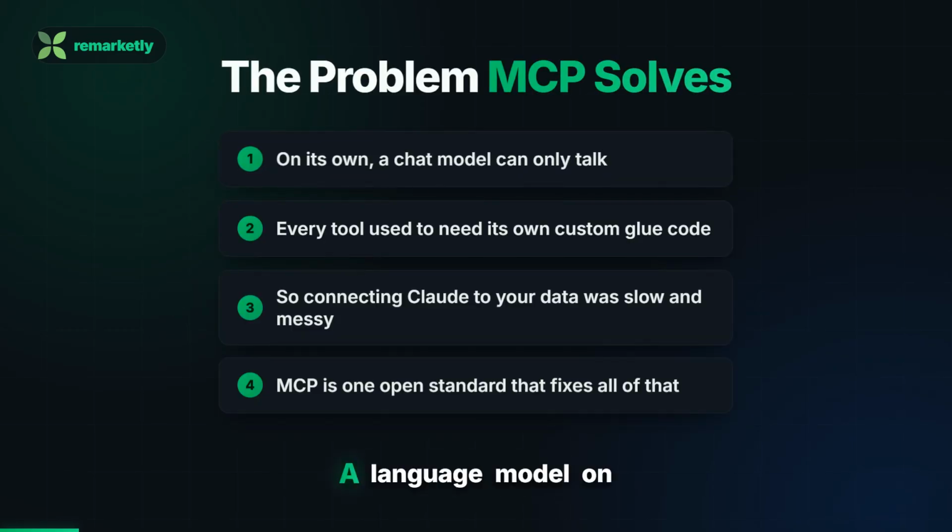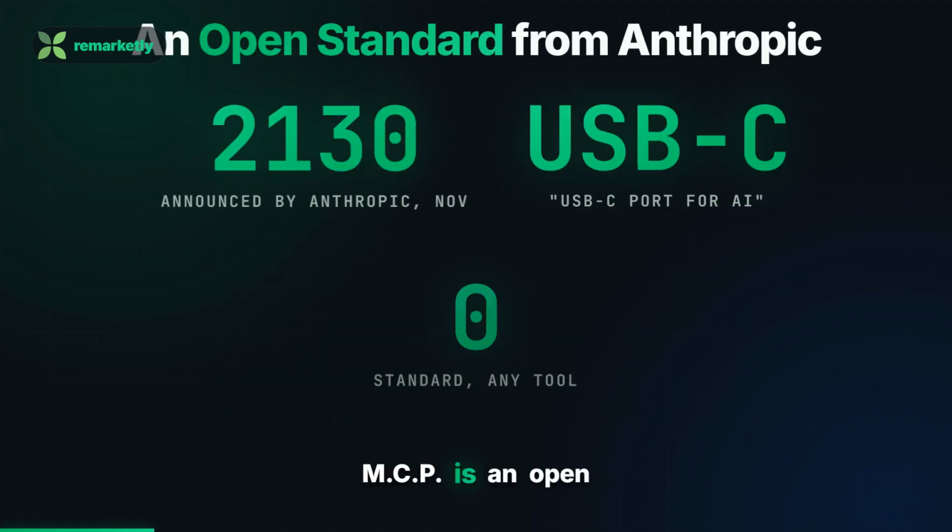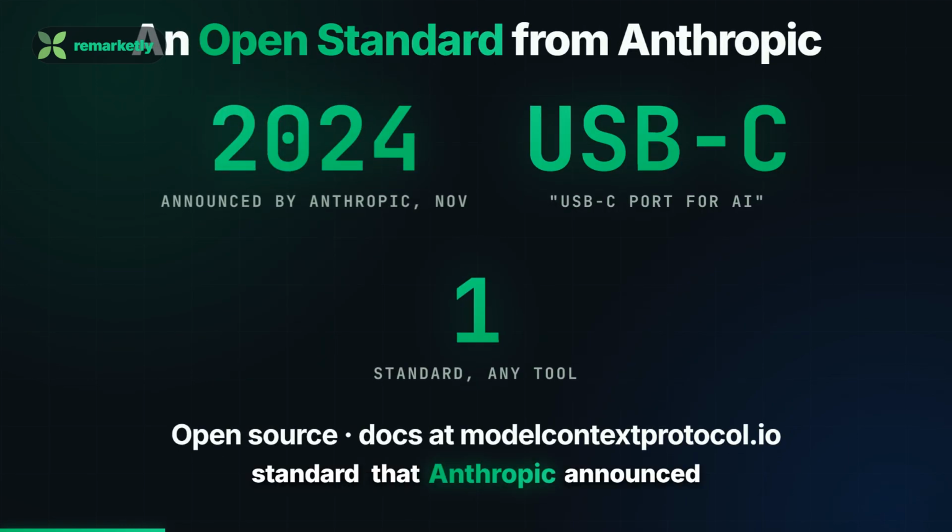Here's the thing. A language model on its own can only produce text. To let it touch a real tool or your data, developers had to hand-build a fresh integration every single time. MCP replaces all that one-off glue with a single open standard. MCP is an open standard that Anthropic announced back in November 2024. The best way to picture it, it's like a USB-C port for AI. One shape that fits everything, so any tool can plug into any AI app that speaks the protocol.